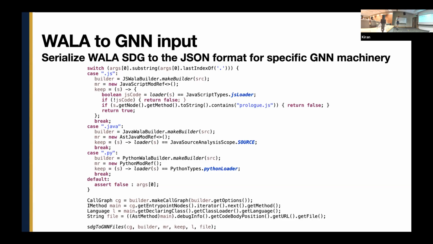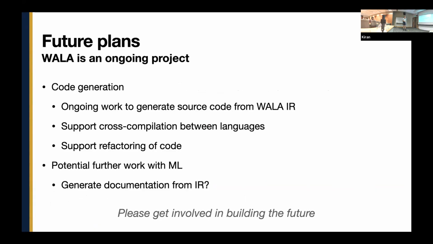But the key point here is once you have this more abstract IR, it's true that there are obviously different languages and different conventions and so on, but there's a lot in common. And yes, there's always the trade-off: the more complete you want to make it, obviously things become more complicated. And there's more potential. One thing you've seen with ML is a lot of people talk about trying to generate documentation. I wonder if you could generate documentation from IR. I haven't tried that. So they're all kind of an ongoing project. They're still alive. And of course, please get involved in building the future.